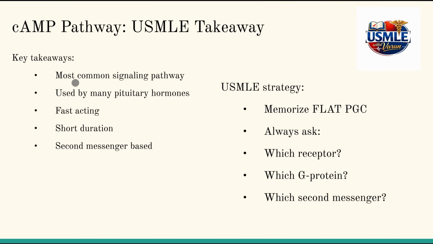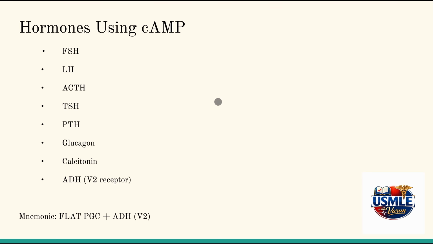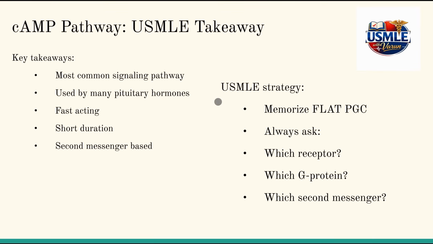The cyclic AMP pathway is fast acting, as we've already discussed. It is second messenger based, and it is used by many pituitary hormones. We have already discussed FLAT PGC plus ADH: FSH, LH, ACTH, TSH, parathyroid hormone, glucagon, calcitonin, and ADH. We need to memorize this FLAT PGC, and whenever you see a question regarding hormone and receptor, we need to think about which receptor is being tested, which G protein is involved, and what the second messenger is.